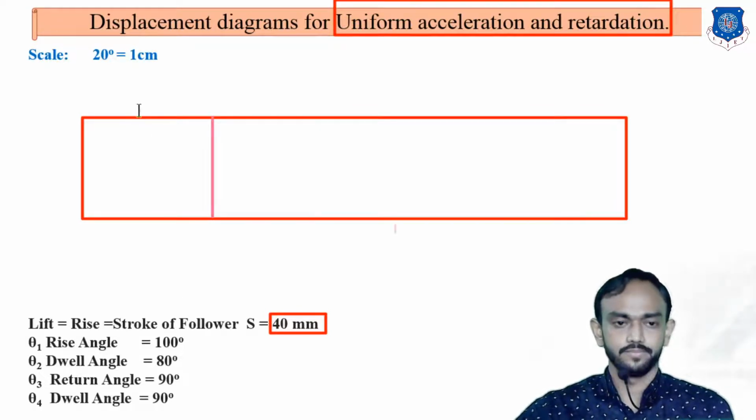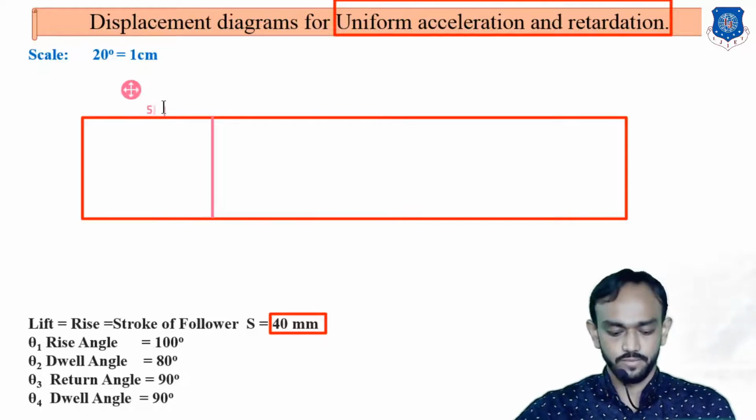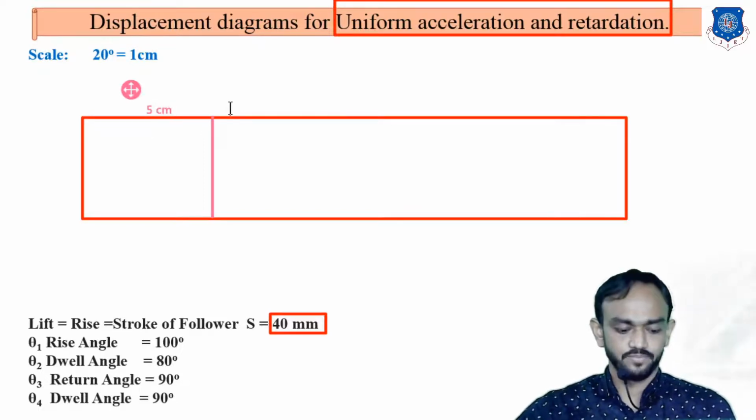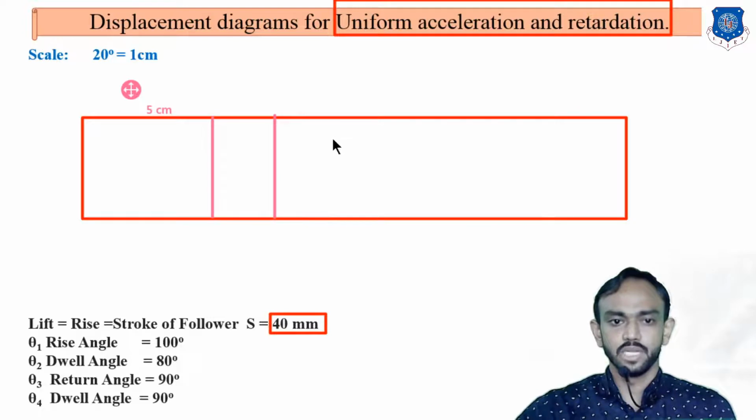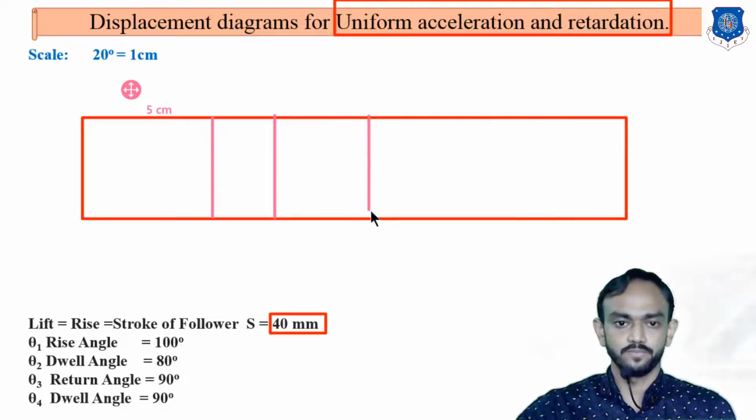100 means 5 centimeter. 18 degree means 4 centimeter. After that 90 is equal to 4.5. Sorry.